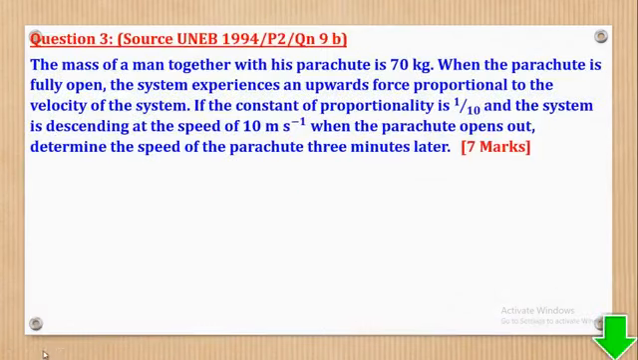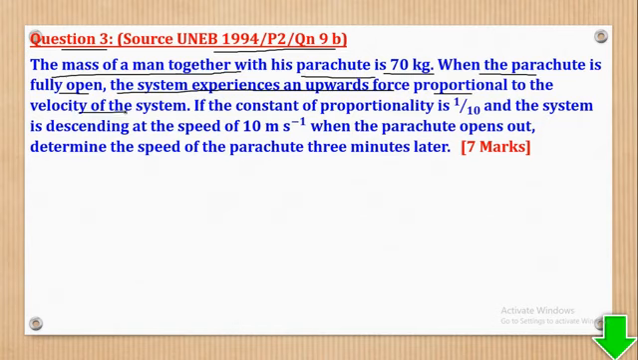So now we shall go to question 3. Question 3 came from UNEB 1994, paper 2, question 9b, and says the mass of a man together with his parachute is 70 kilograms. When the parachute is fully open, the system experiences an upward force proportional to the velocity of the system. If the constant of proportionality is 1/10 and the system is descending at the speed of 10 meters per second when the parachute opens out, determine the speed of the parachute 3 minutes later.